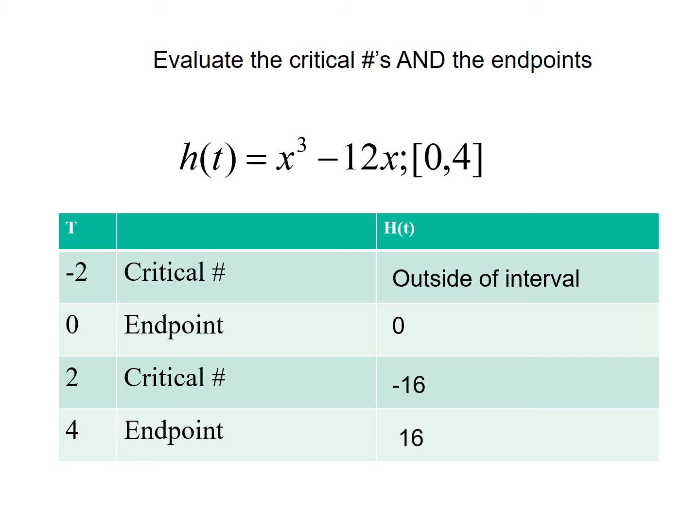So I have a local min when x is 2, and that local min is -16. I have an absolute min at x equals 2, and that absolute min is -16. I have an absolute max at x equals 4, and that absolute max is 16.